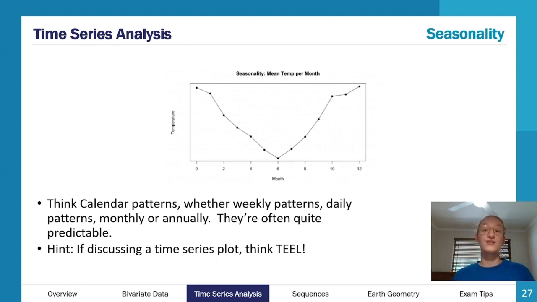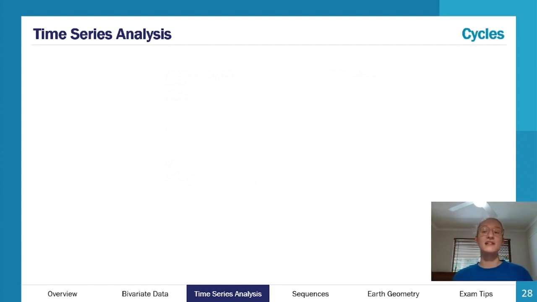So seasonality is all about those patterns that are related to the calendar. So here we're definitely seeing seasonality, because we're looking at the mean temperature per month, and we're seeing a pattern that's really related to the months or the seasons, which you describe as a quarterly pattern because the seasons are about the 4 quarters of the year. And seasonality is often quite predictable.